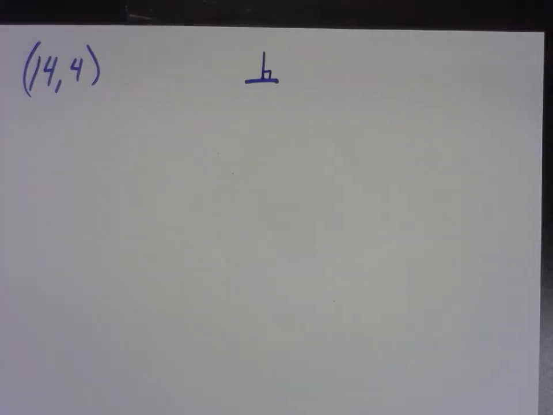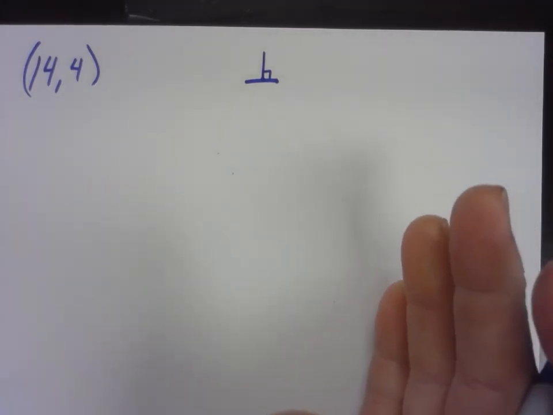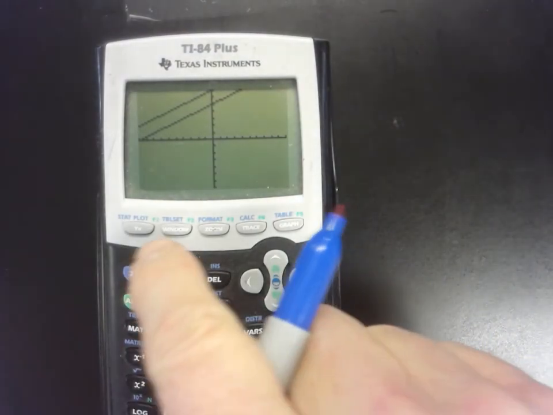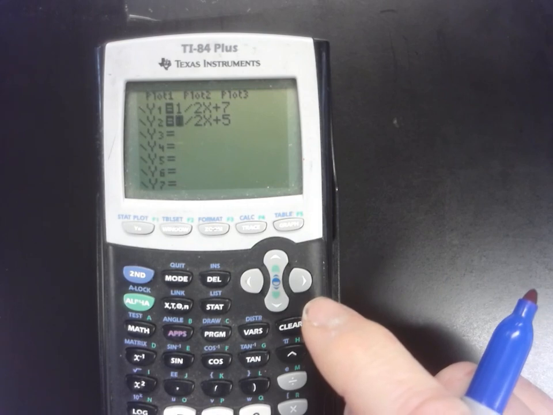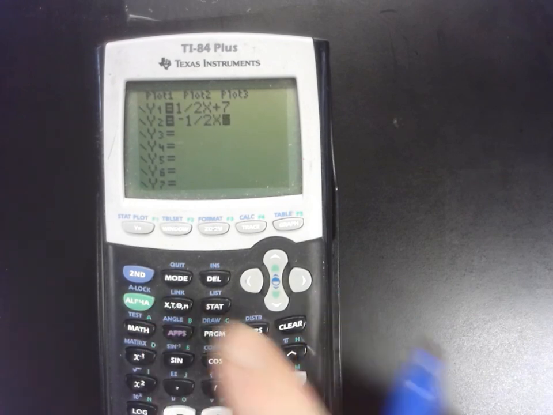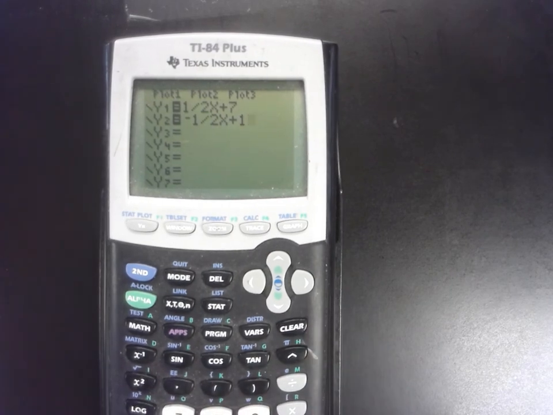Okay? And so what I want to do is look at slopes that are actually perpendicular for a minute. So let's go back to our calculator here. Negative 1/2 x plus 1. So these two lines, their slopes have something in common, right? But what's different about them? Opposite sign.